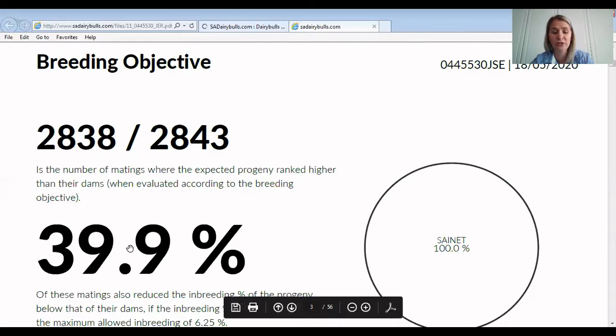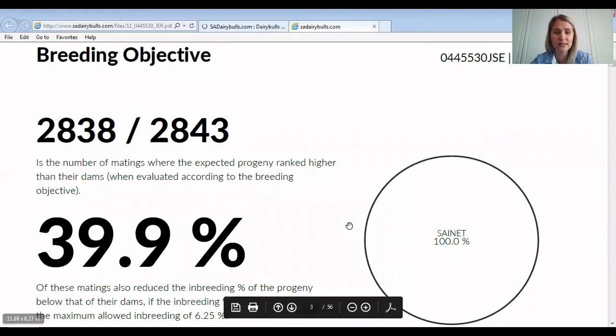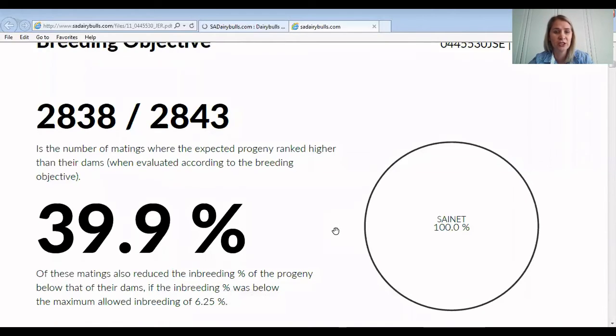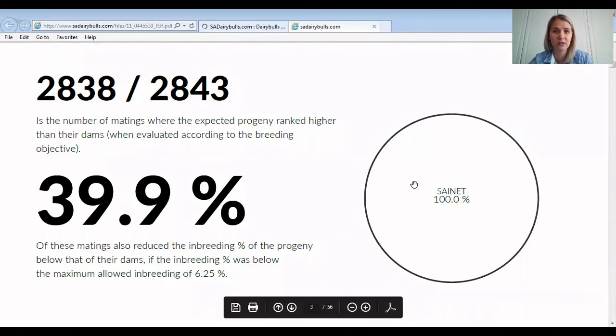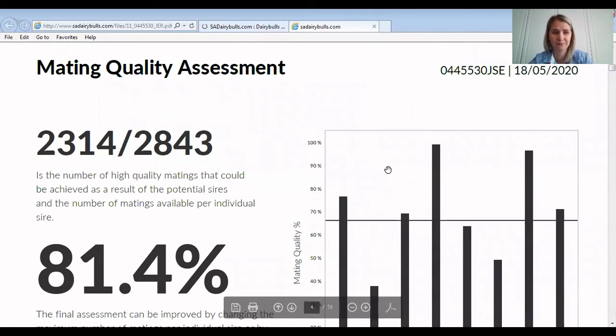39.9% also reduced the inbreeding of their progeny compared to their dams. So there's a little bit of inbreeding still. That's why we haven't had quite the improvement that we want. Unfortunately, it is always a problem at the moment with inbreeding, especially in Jersey herds. It makes it very difficult to do a lot of crossbreeding, and inbreeding will always be there.